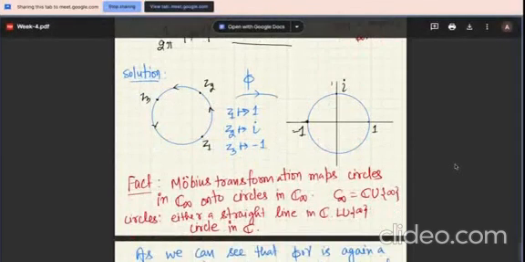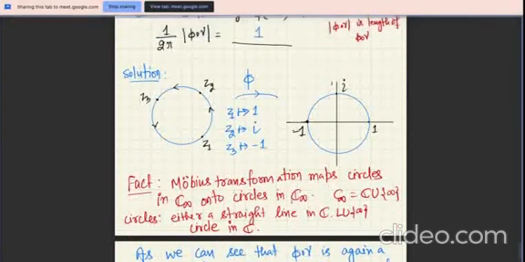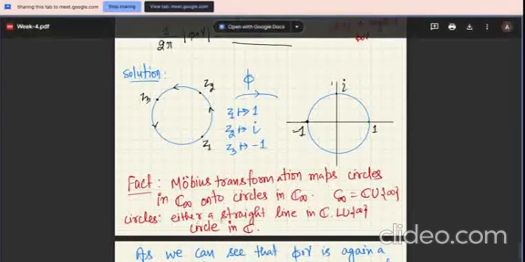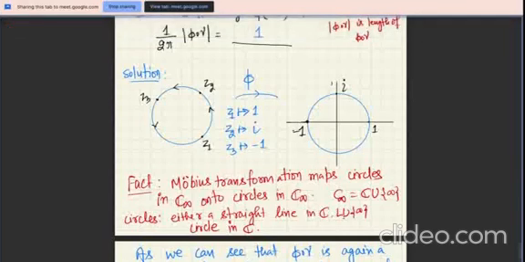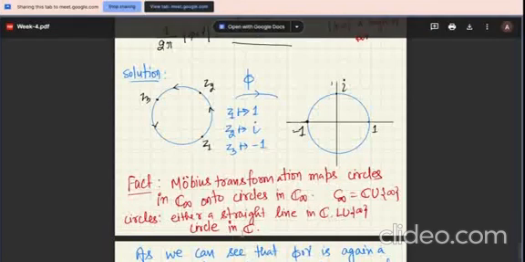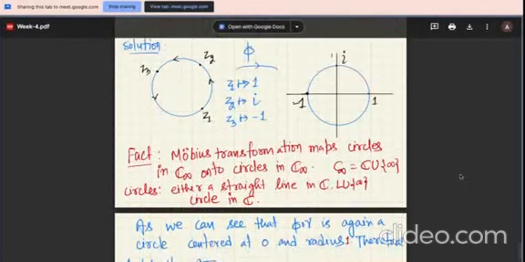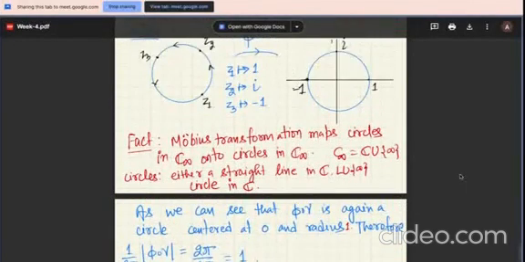Fine. Fact: a Mobius transformation maps circles in C infinity onto circles in C infinity. So either a straight line in C, this we know, or a circle in C. As we can see, phi ∘ γ is again a circle. You can see this one, with center at 0 and radius 1.